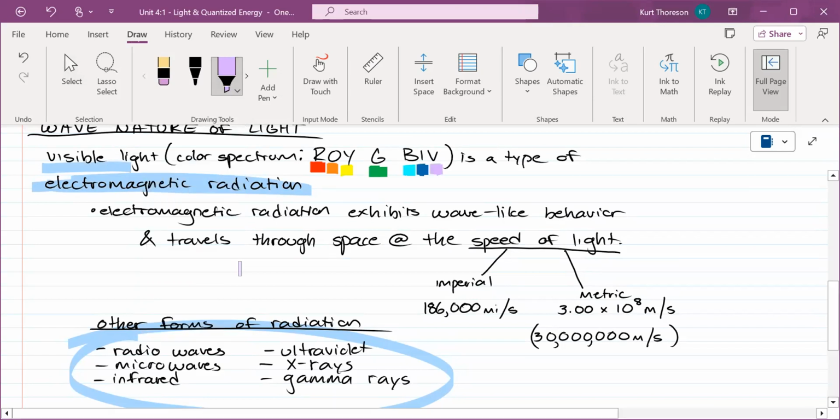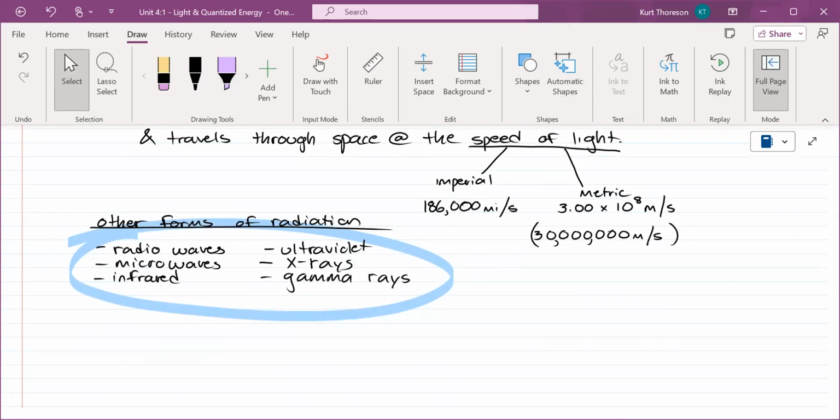We cannot see radio waves. We cannot see UV rays. We cannot see X-rays. We cannot see infrared or gamma without technology. There are technological advancements that help us see infrared.